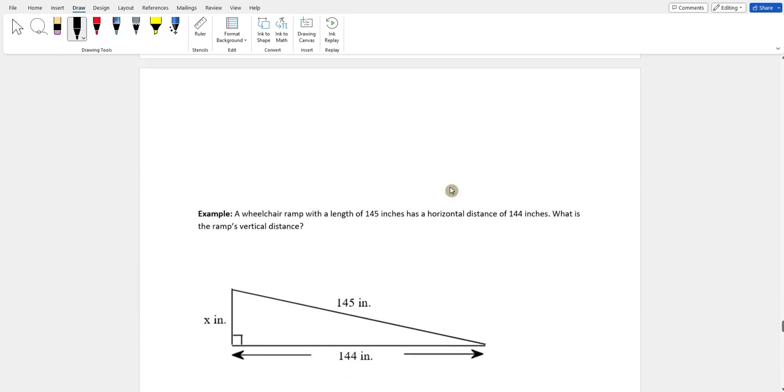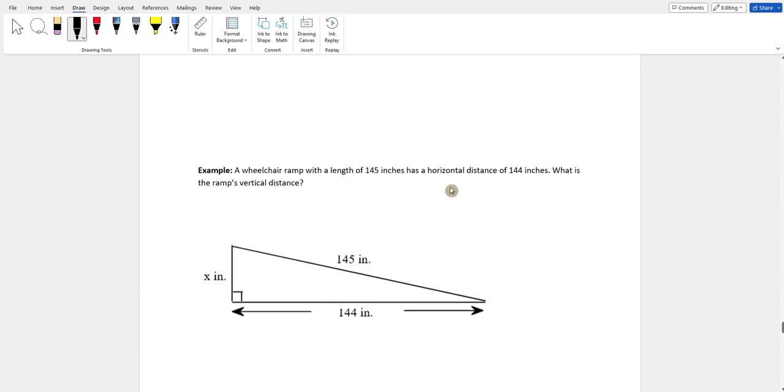So let's look at a word problem. It says a wheelchair ramp with a length of 145 inches has a horizontal distance of 144 inches. We want to know the ramp's vertical distance. So we're going to solve for this x here. So they gave us this hypotenuse. I'm going to call this c. And they gave us one of the legs. We're going to call this b. We want to solve for x. I'm going to call this a.